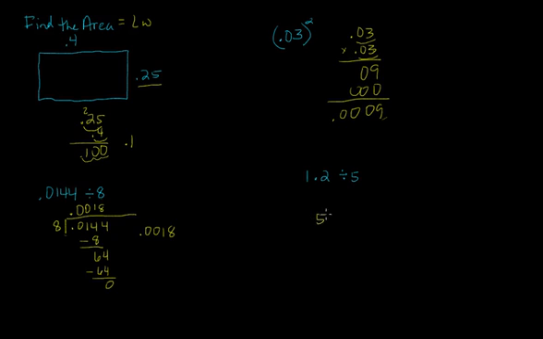Okay, same thing here. 5 goes on the outside. 1.2 goes on the inside. 5 does not go in the 0. Bring up the decimal. 5 goes in the 12 twice. Now, we keep going until we get to the end of the decimal, we drop down the 0. 5 goes into 20 4 times. We get a remainder of 0.